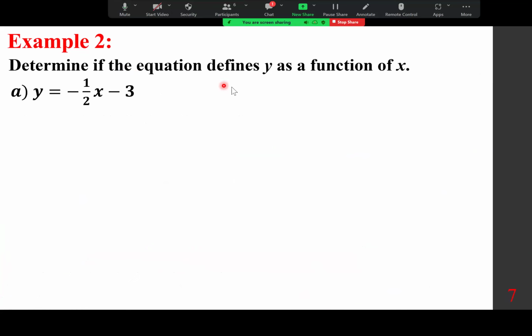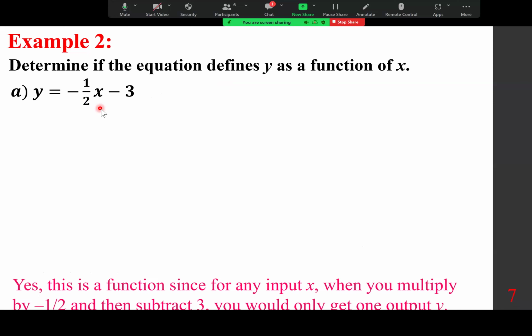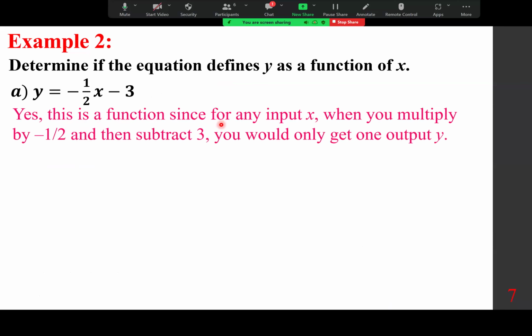Determine if the equation defines y as a function of x, where y is given as negative 1/2 x minus 3. This does represent a function. Yes, this is a function, since for any input x, when you multiply by negative 1/2 and then subtract 3, you would only get one output, y.